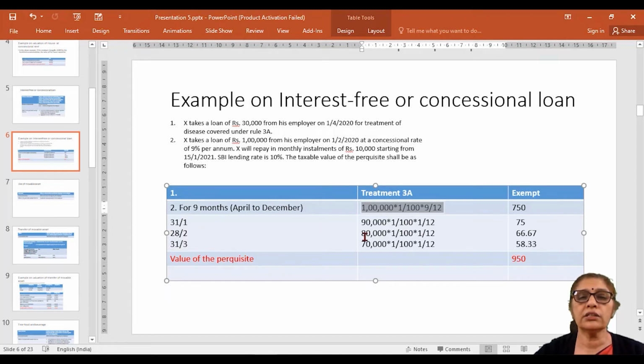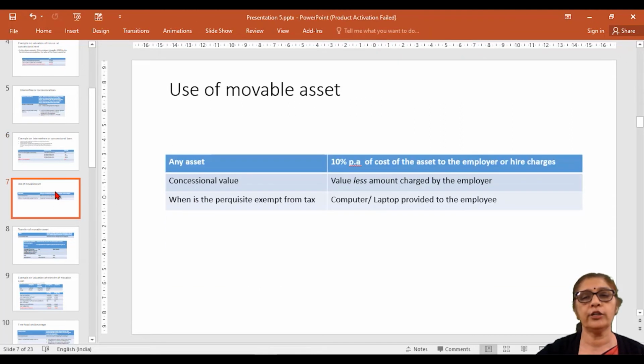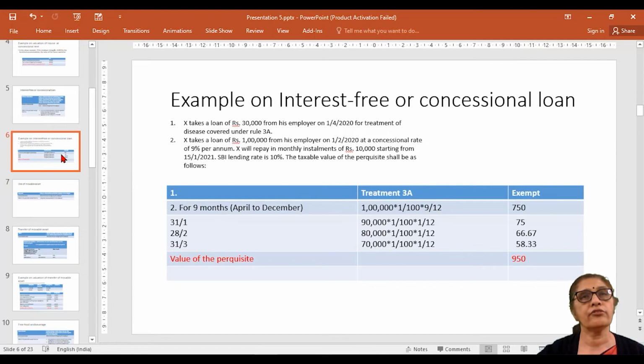Similarly, for February, this is 80,000, 1% for 1 month. And similarly for March, 70,000, 1% for 1 month. So we have these figures and the total amount would be 950 as the taxable value of perquisite on account of interest-free loan. If for this loan of 950, let us say you pay to the employer 800, now this becomes a loan benefit at a concessional rate of interest. So it would be 950 minus 800 and the taxable value would be 150.